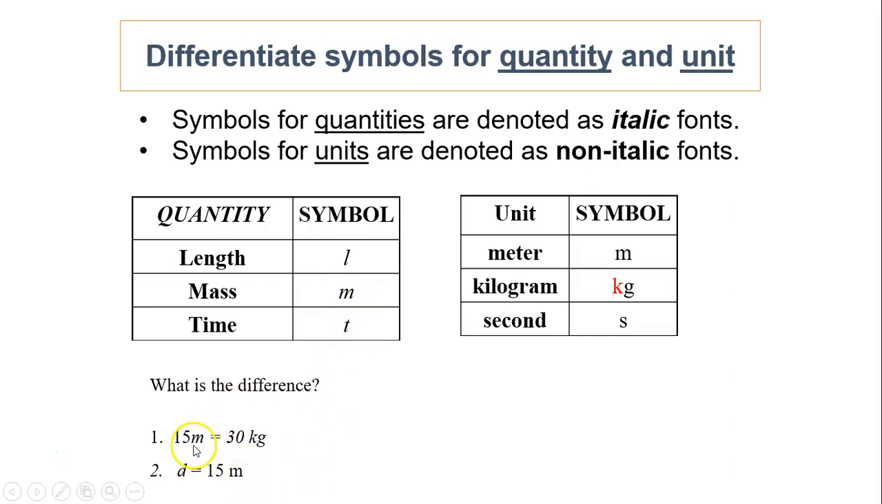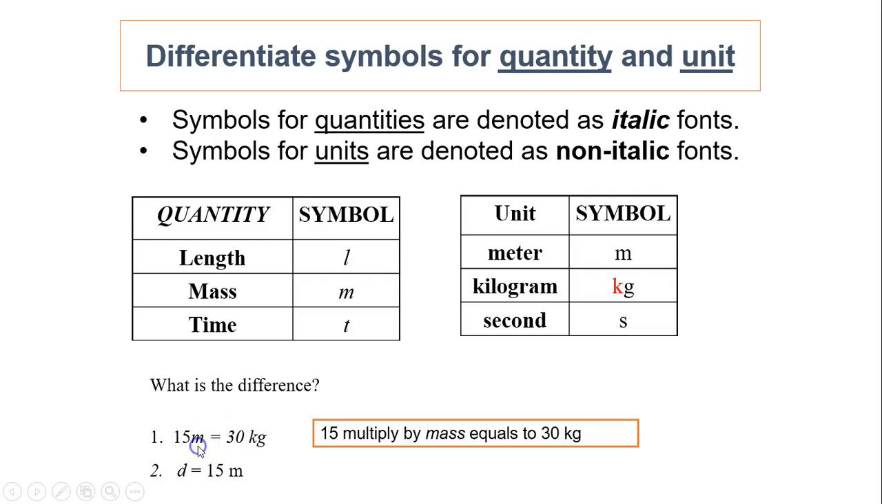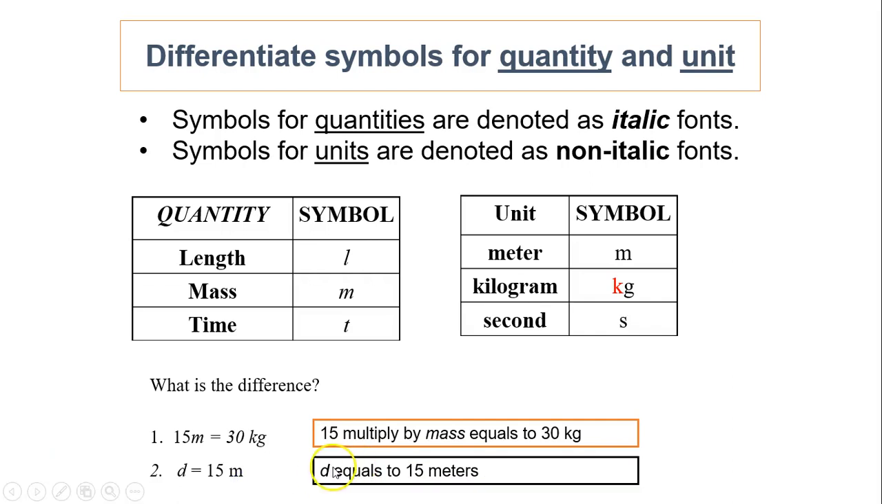Let's take a look. First example, 50 m equals 30 kilograms. In this case, m is italic. Since it's italic, it represents the quantity mass. So this expression means 50 multiplied by the mass, m, equals 30 kilograms. The second expression, d equals 15 m. Now in this case, m is not italic, so it represents a unit. It means meters. This expression indicates d equals 15 meters.